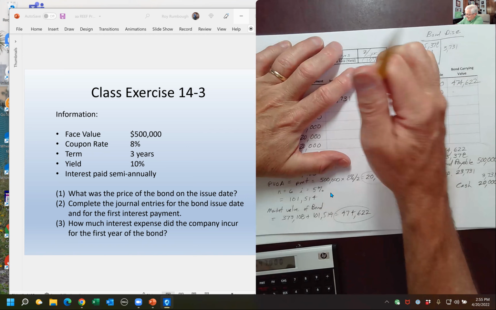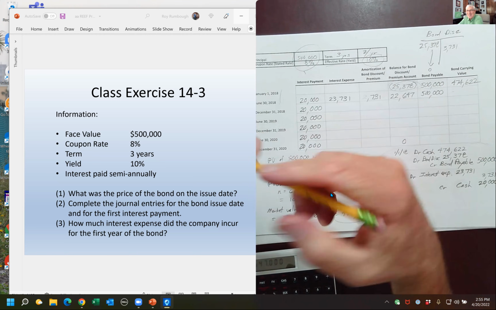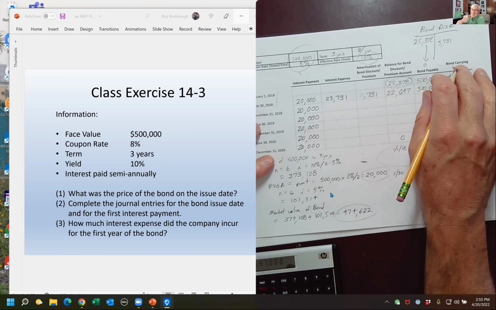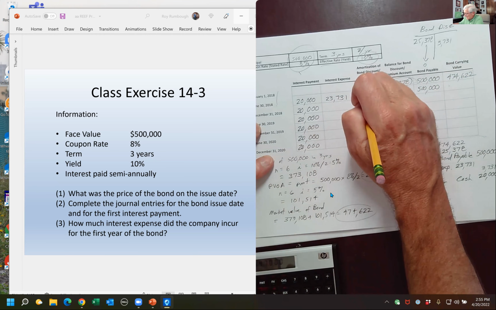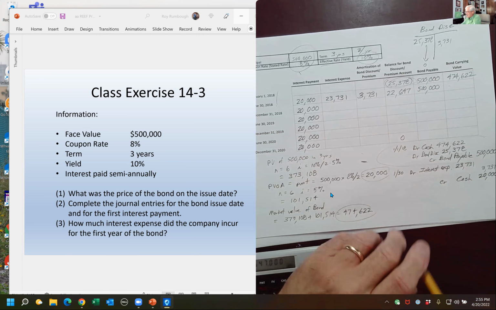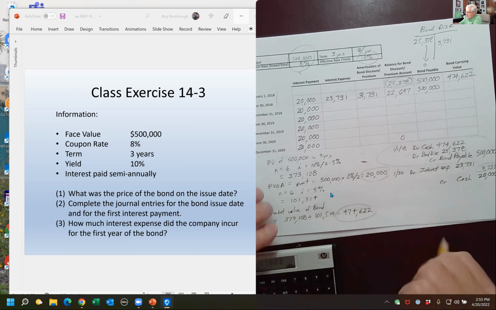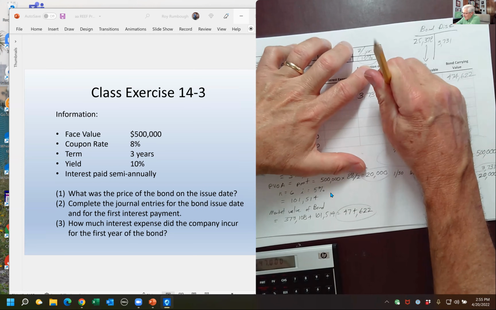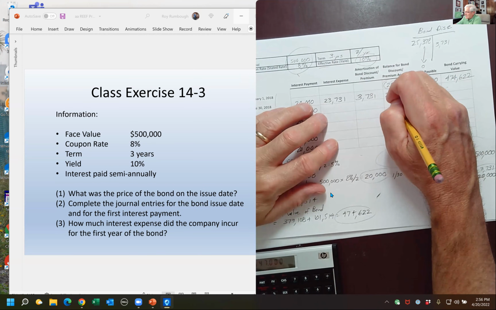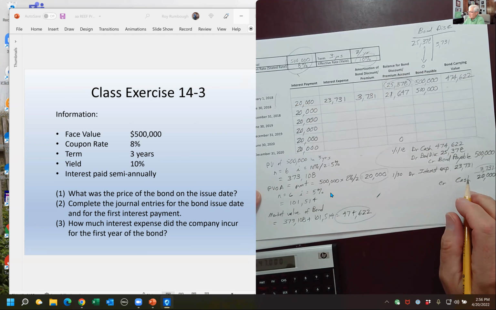Oh, there's my mistake. I knew. Hey, isn't it great when you have a cheat sheet? Hey, you guys don't get one. I did. 3,731. I just didn't pick up the right number. 3,731. So this should be 21,647. That would have been bad news, and I would not have wanted to start it over.